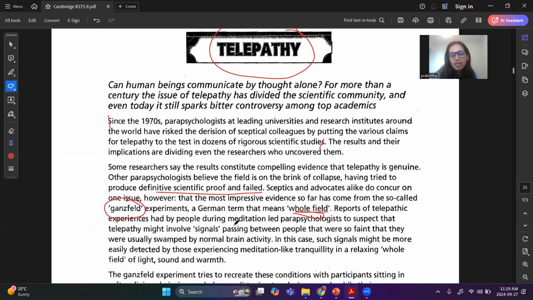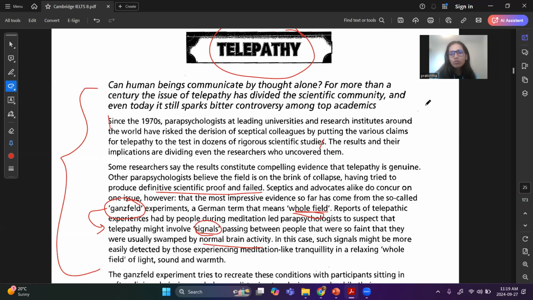Reports of telepathic experiences had by people during meditation led parapsychologists to suspect that telepathy might involve signal passing between people. So this is the experiment, that the signals were so faint that they were usually swamped by normal brain activity. It means that the brain gives signals during meditation, but they are usually swamped by day-to-day thinking. Such signals might be more easily detected by those experiencing meditation-like tranquility in a relaxing whole field of light, sound, and warmth. So again, you need to create a particular atmosphere for it. Your mind needs to be really calm for it, right? And that is pretty much it.